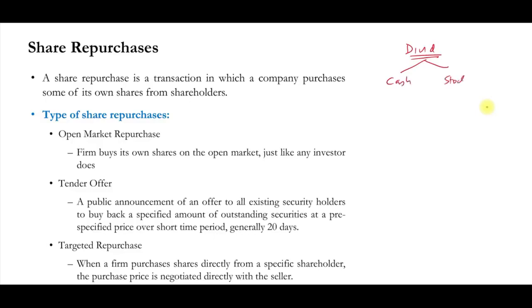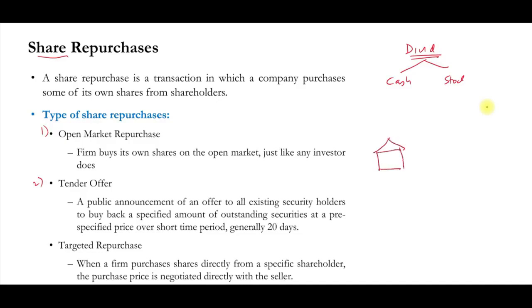Now we are looking at the second part, that is share repurchase. Share repurchase is also a form of dividend payout, but in that, shares are actually purchased by the company. So the company buys back its own shares, and it can do so in the following ways. First, the open market: the company can simply buy from the open market or stock market like other investors do. Then we have a tender offer, where the company announces an offer to all existing security holders to buy back a specific amount of outstanding securities at a pre-specified price over a short period. Let me explain it like this. This is a company.